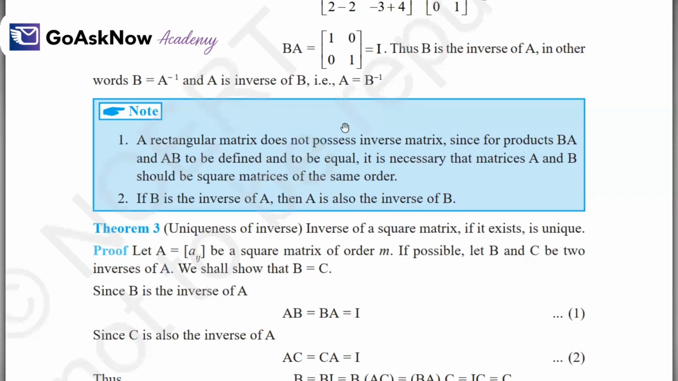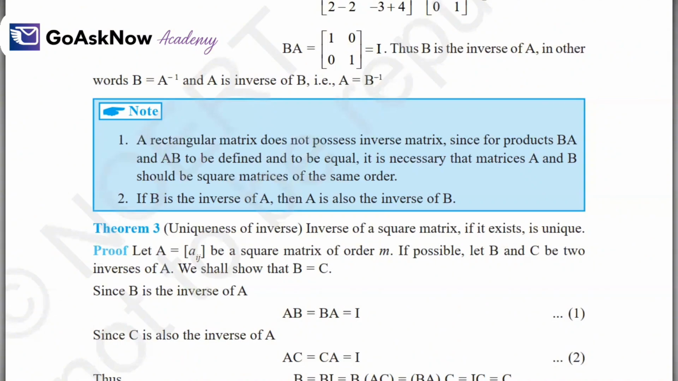Theorem 3, uniqueness of inverse. So there is a theorem 3 here which says the uniqueness of inverse. Inverse of a square matrix, if it exists, is unique. So it is said that the inverse of any matrix is unique only. If it exists, it is unique.